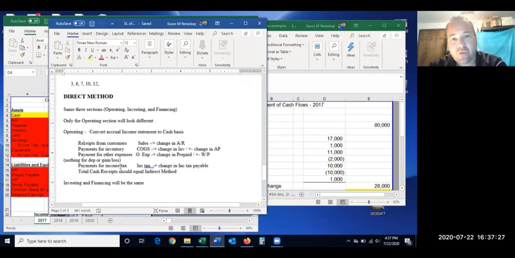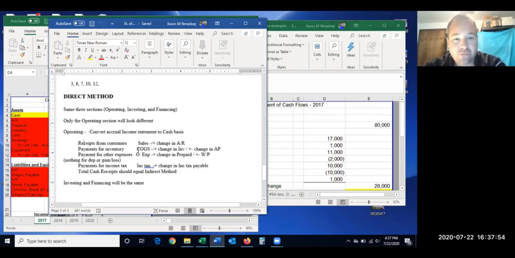Instead of starting with our net income and then going to the balance sheet to look at all the differences, we're going to look at each individual income statement item and then compare that to the corresponding balance sheet item that would typically go with it. Like revenue goes with anything in AR. Cost of goods sold would go with anything in inventory. Any changes in inventory are going to be affected by that.